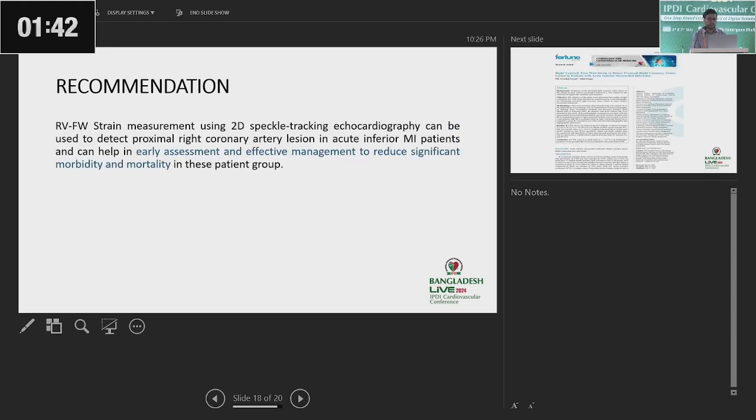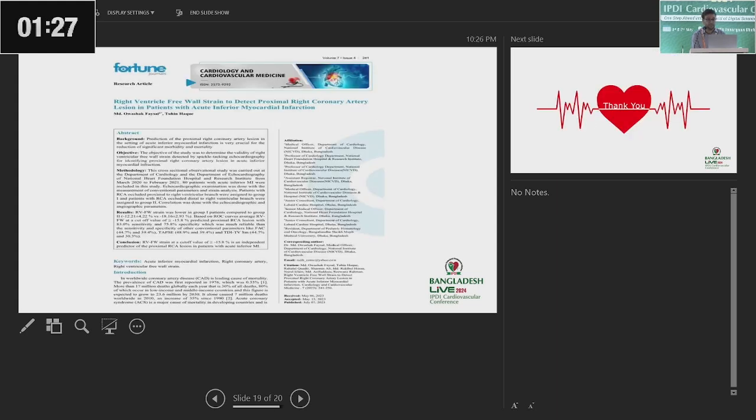Our recommendation is that we can do right ventricular free wall strain to detect proximal RCA lesion in acute inferior MI patients, and it can help in early assessment and effective management to reduce significant morbidity and mortality in this patient group. This study was published in Fortune Journal in May 2023.